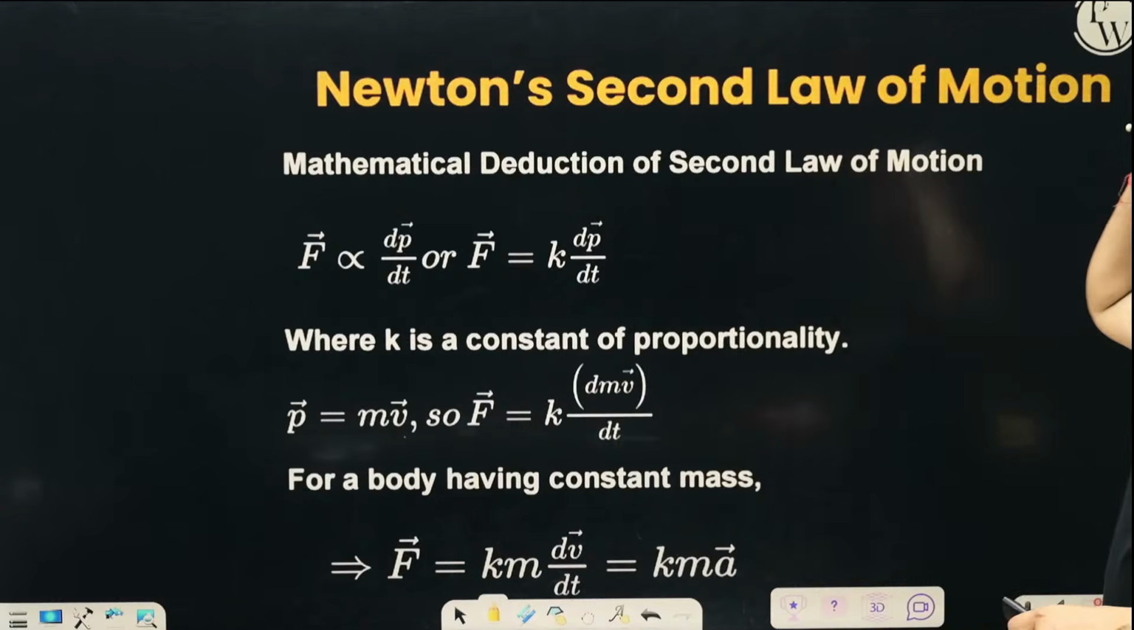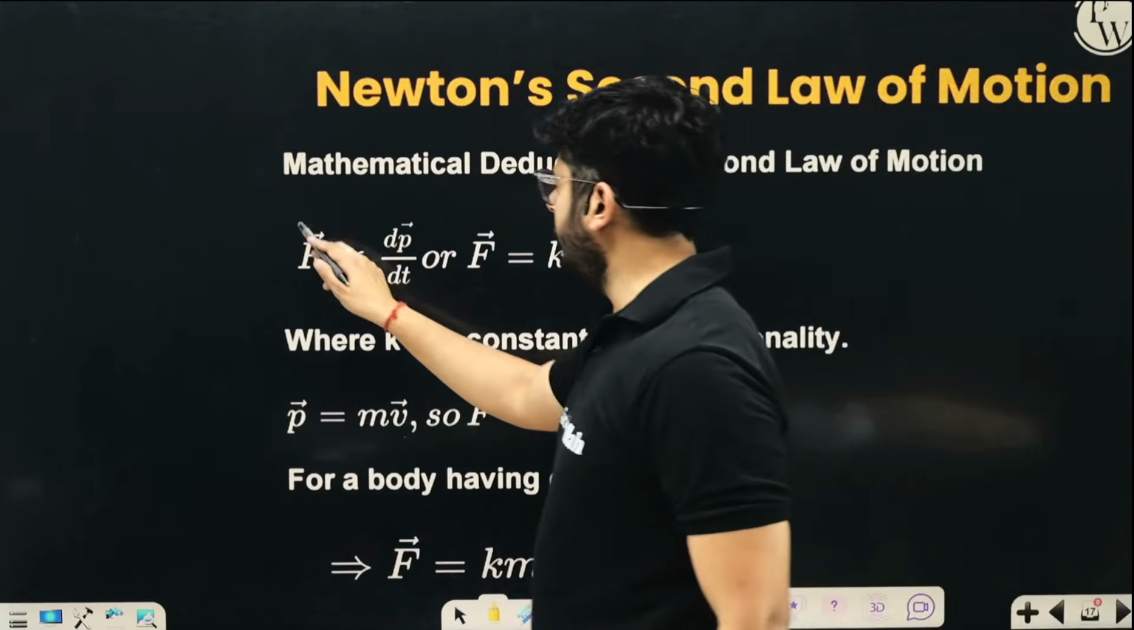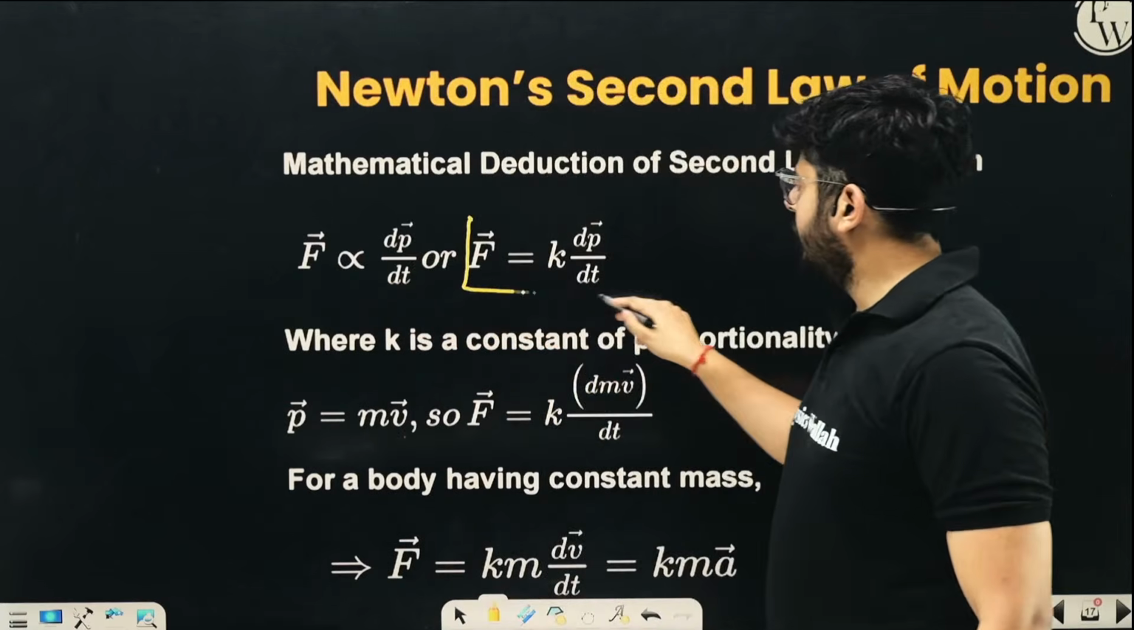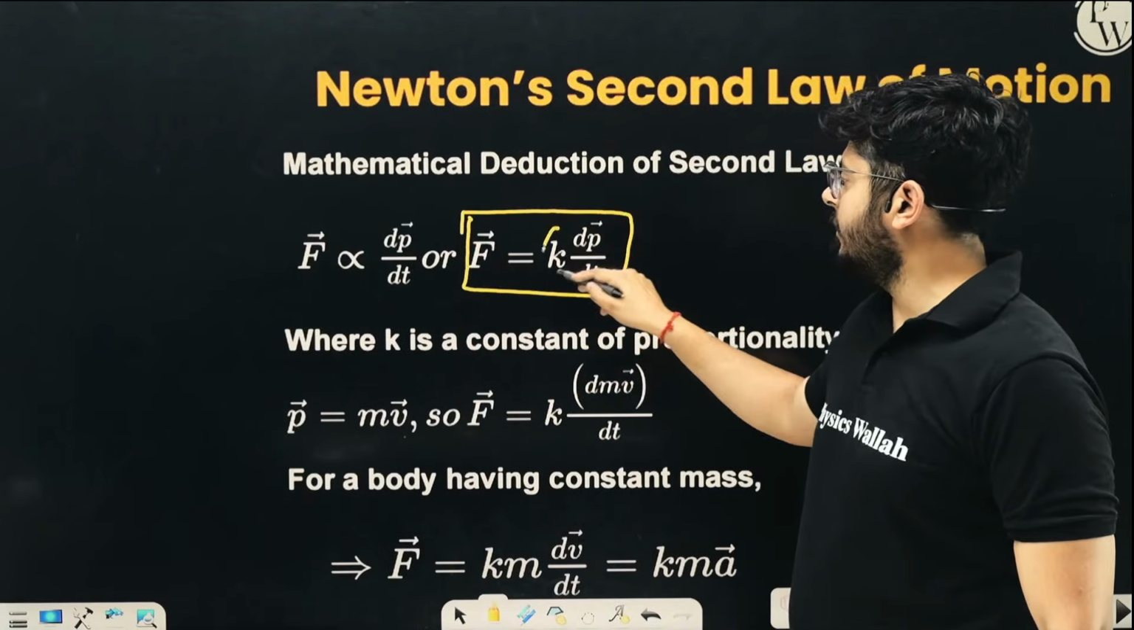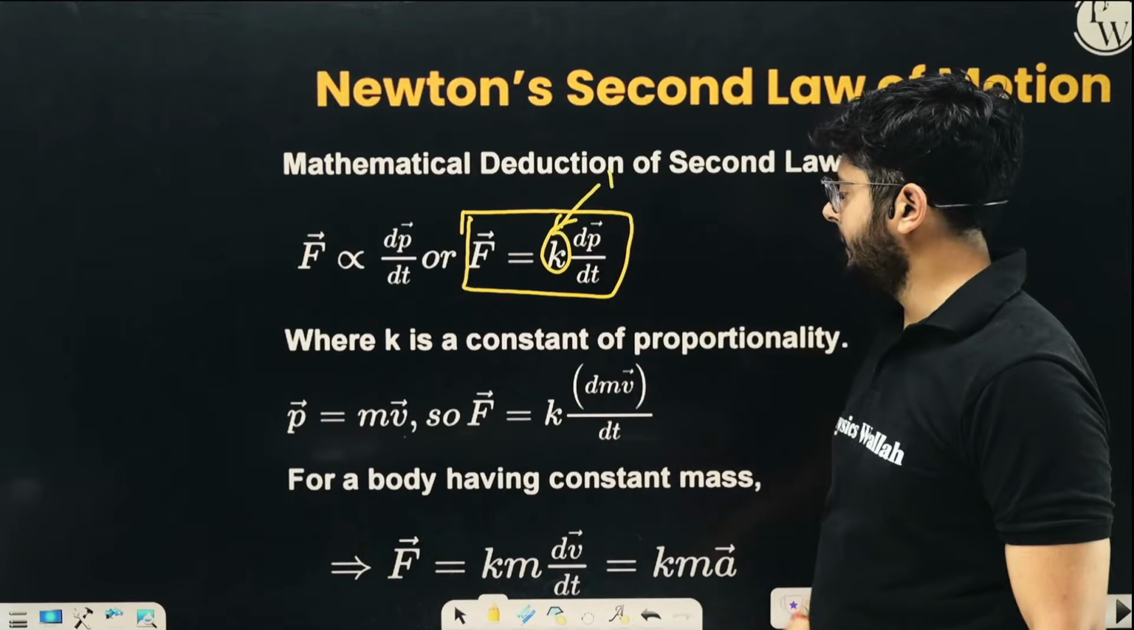Now let's move on and talk about the next one. So force is proportional to dp by dt. This is what we have said. Force is equal to k times dp by dt, and the constant over here is 1.